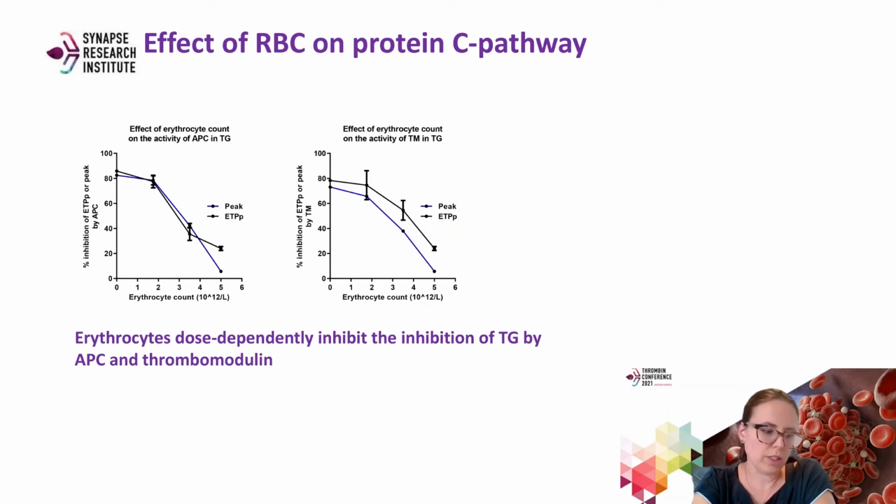We showed that the inhibitory effect of erythrocytes is also dose dependent. As you can see here in these figures, if we increase the erythrocyte count, we see less inhibition of the ETP and the peak by APC and by thrombomodulin in our whole blood thrombin generation assay. We are still investigating the mechanism for this inhibitory effect of the red blood cells on the protein C pathway.